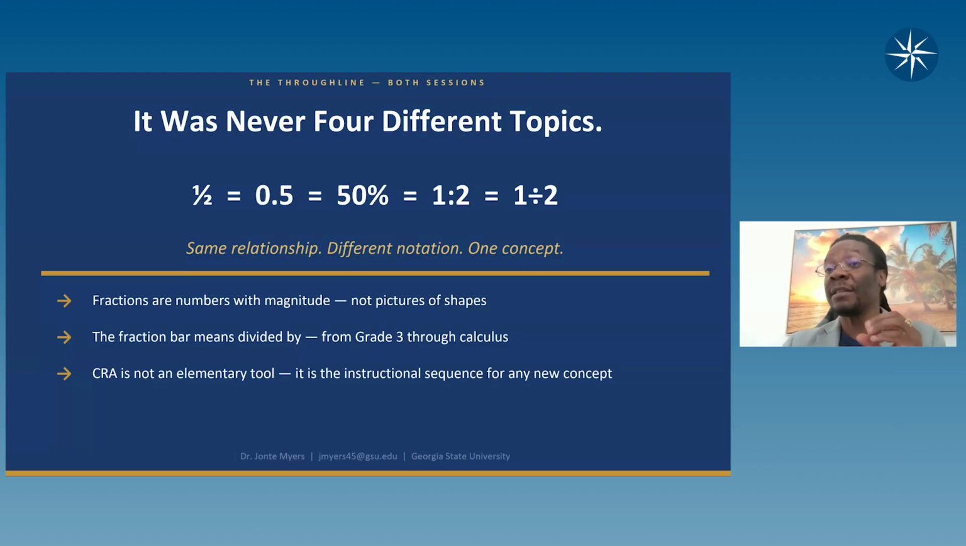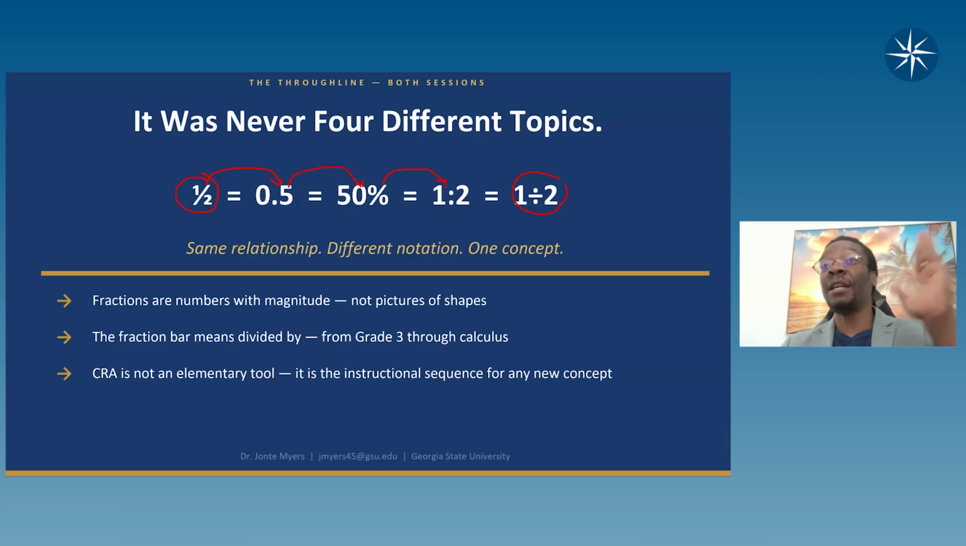So again, when we look at the progression of math, 1/2. So we're going from a fraction to a decimal to percentages to ratios and then back to this notation. All the way back. It's cyclical. So the progression is important. Same relationship, different notation, one concept, all across the progression.